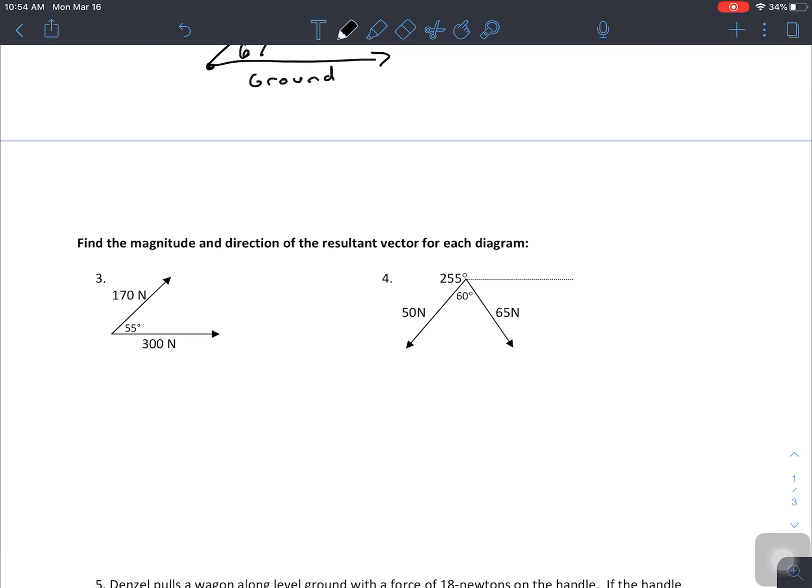We're going to find the magnitude and the direction of the resultant vector for each diagram. So here we've got two forces going on. We've got one force at 300 newtons, and a second force at 170 newtons at 55 degrees. So force one. Actually, let me make it a different color.